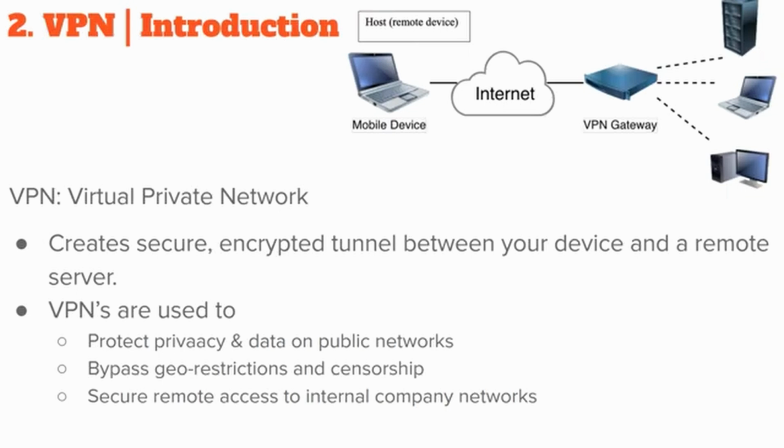So what is a VPN? A VPN is a virtual private network. It creates secure encrypted tunnels between your device and a remote server. Oftentimes, VPNs are used to protect privacy and data on public networks, bypass geo-restrictions and censorship, and lastly, secure remote access to internal company networks.